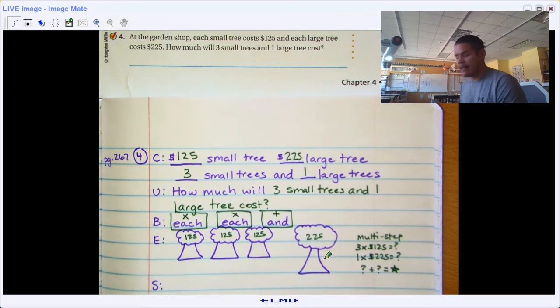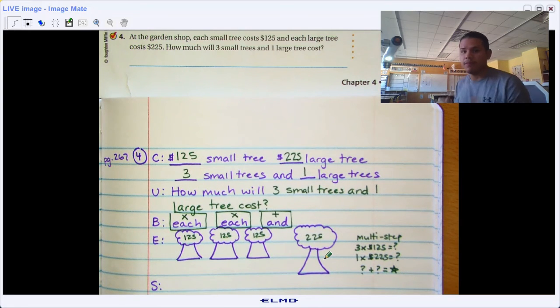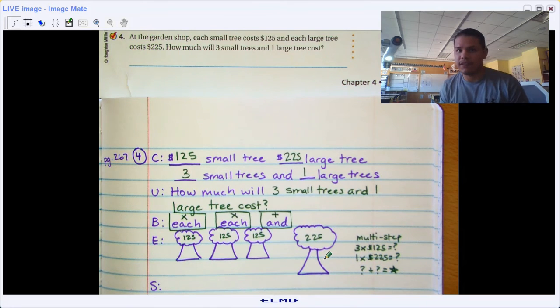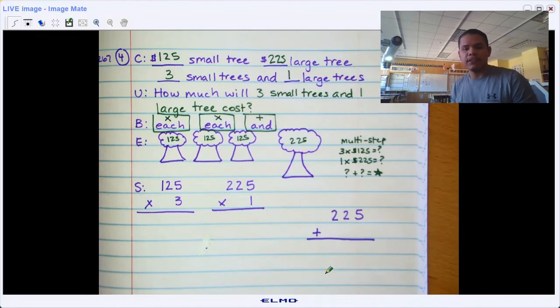All right, so let's go ahead and solve this. Now, you've learned how to multiply and you know how to add, so please pause the video and you try solving this problem on your own. Thank you for pausing the video.